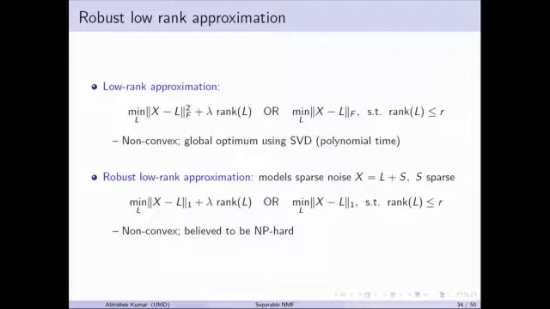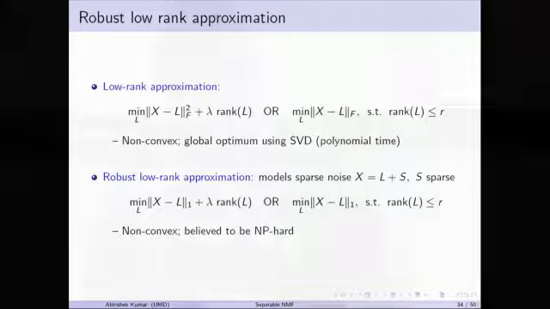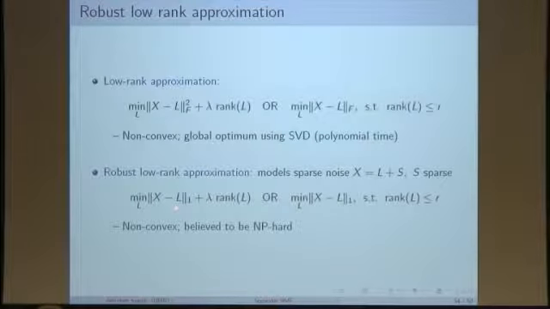Now we can imagine a robust counterpart of this problem where we assume that the noise matrix is sparse. So we replace the Frobenius norm by the L1 norm and we retain the rank constraint as it is. This problem is also non-convex, and it is also believed to be NP hard.